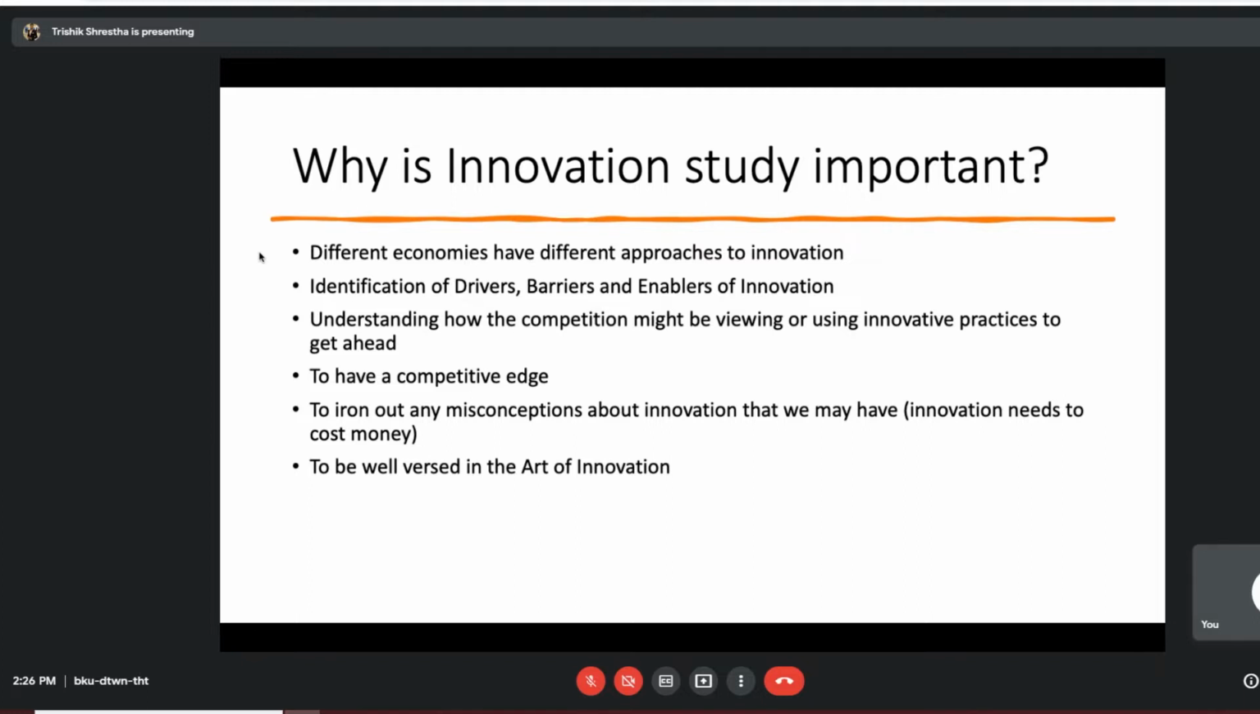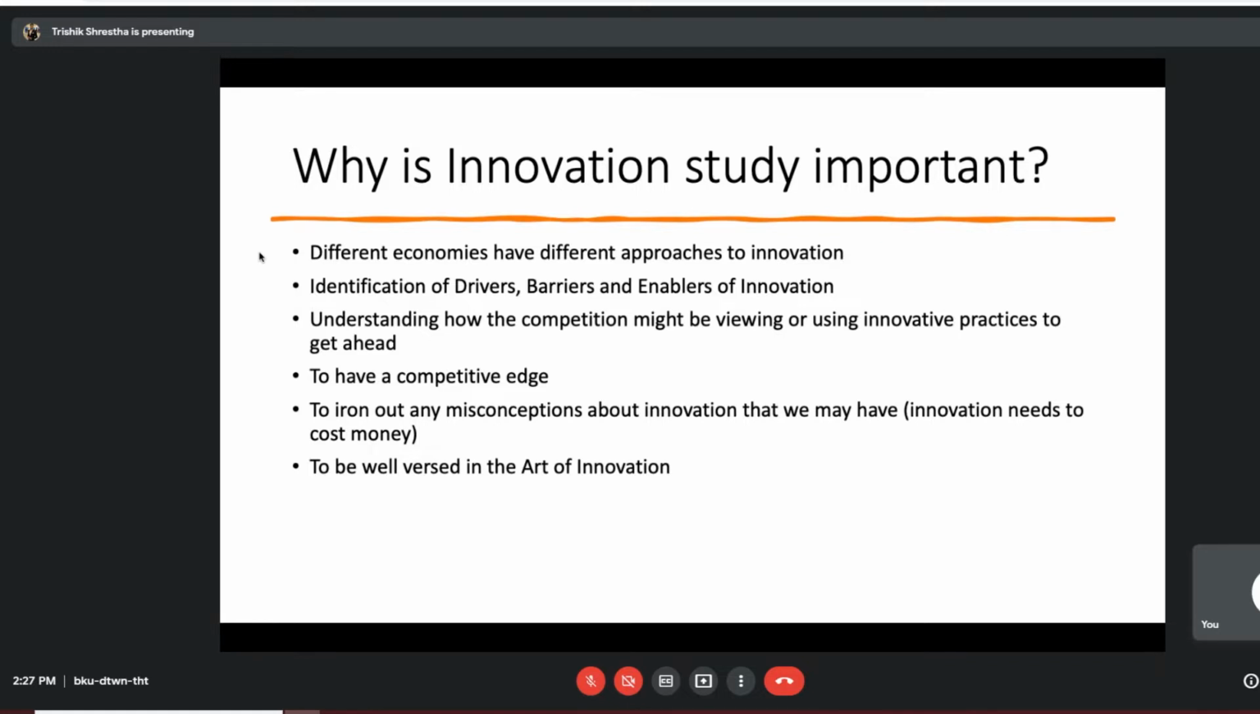The second thing is identification of drivers, barriers, and enablers of innovation. There are some things that drive innovation, some things that are pushing companies to innovate. Those are called the drivers. Then there are the barriers. There are restrictions that companies and countries need to face in order to innovate. And then at the end, there are enablers. What allows us to move past these barriers and reinforce these drivers? These are called the enablers. What enables us to go past these barriers and innovate?